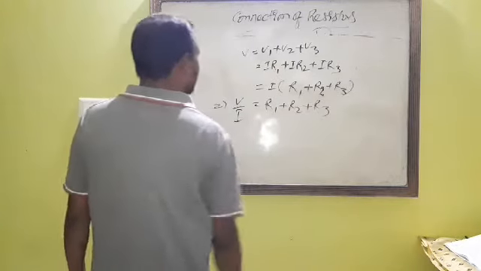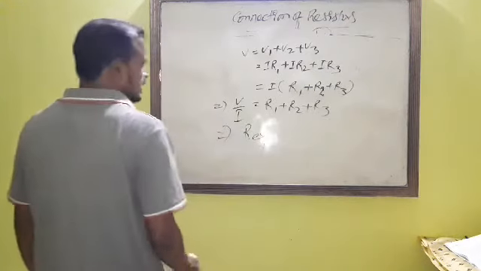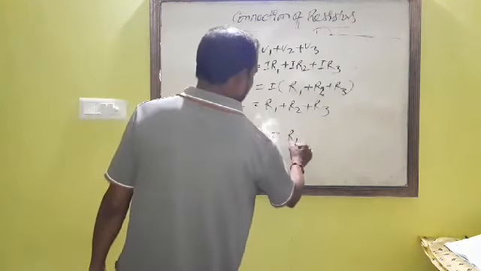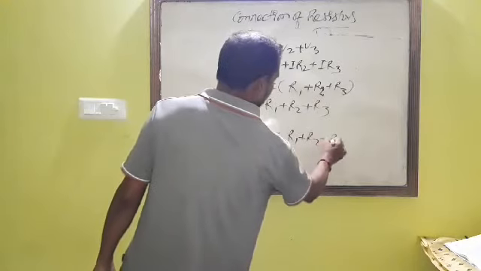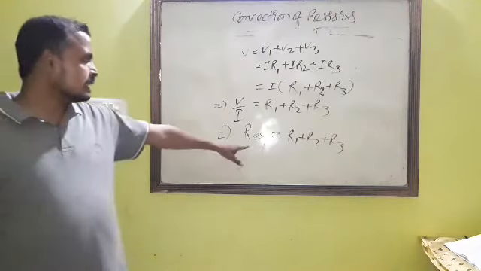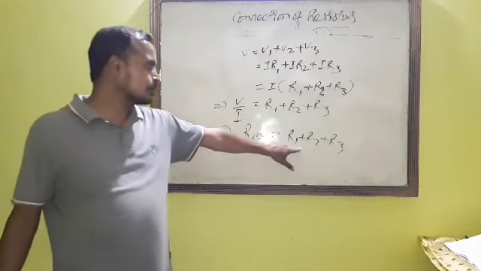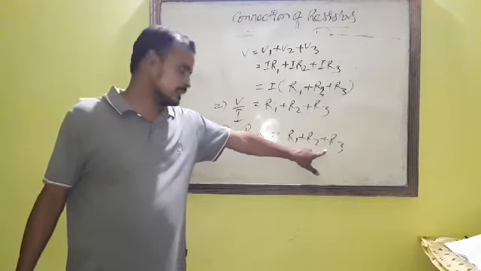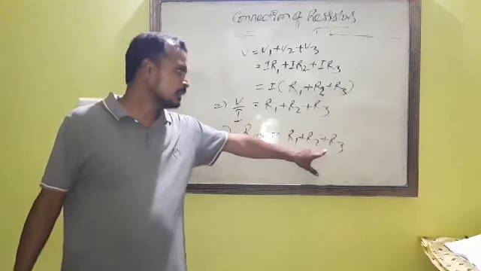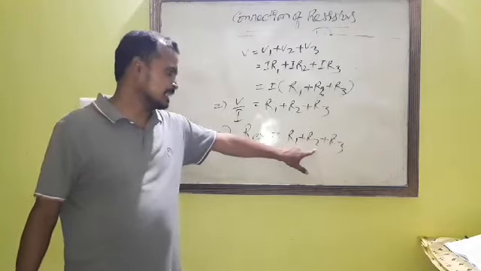And what is V by I? V by I is equal to R, which is the equivalent resistance in the circuit. That is R1 plus R2 plus R3. So in series connection, the resultant or equivalent resistance is equal to the algebraic sum of the individual resistances. Okay, so this is the series connection of resistors.